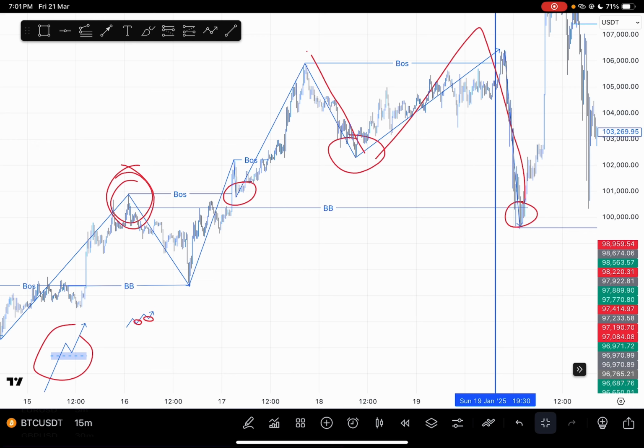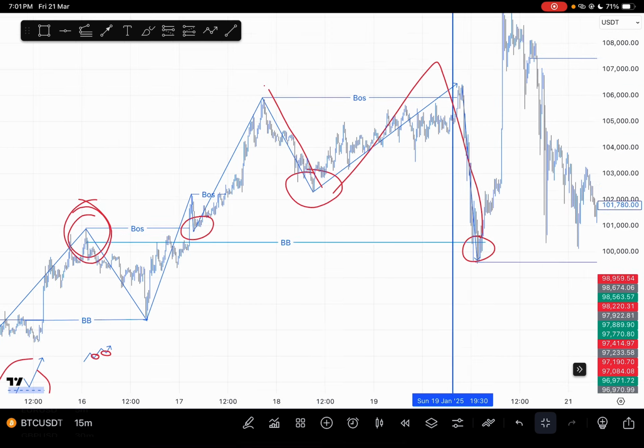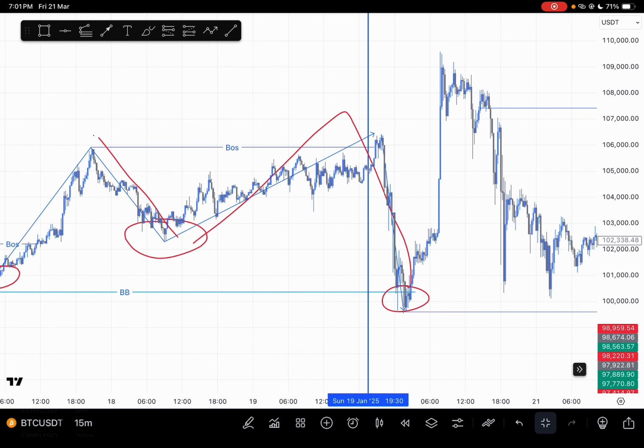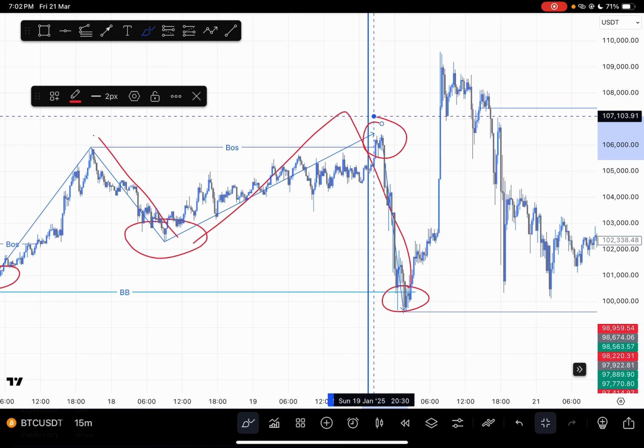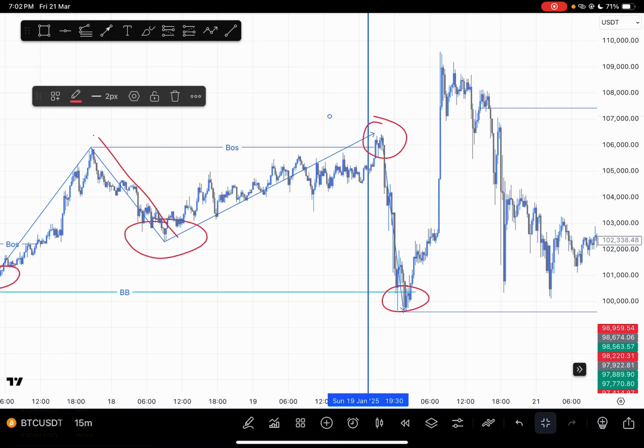So now see price came for the breaker, then pushed to the upside again to take out this previous high. Remember, when using a breaker block, your take profit must always be on every previous high or every previous low, or you can use a 1:5 or a 1:3 risk to reward ratio, because price will always respect those risk to reward ratios. So let's move to the next one.